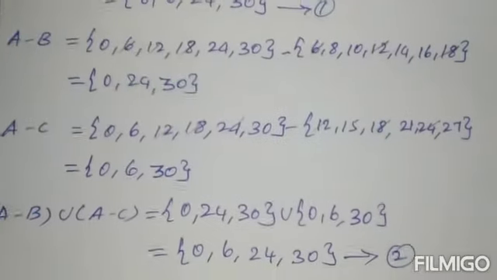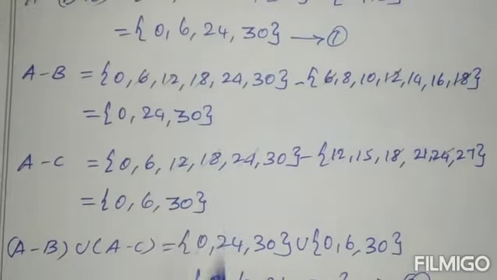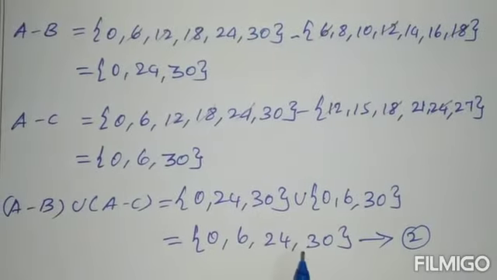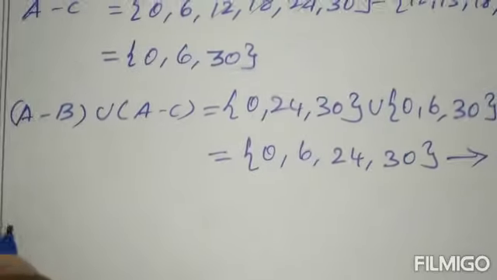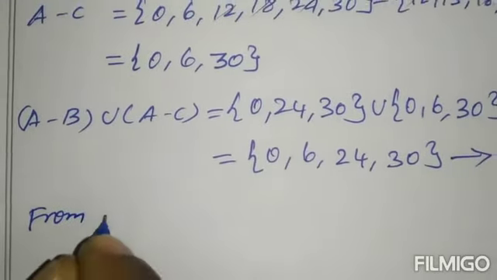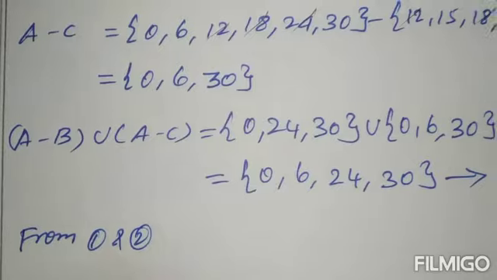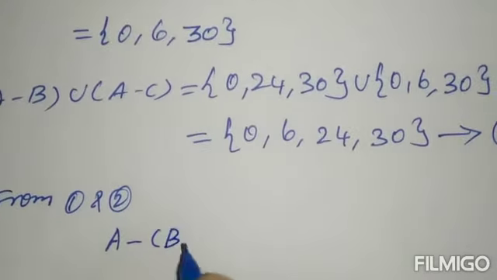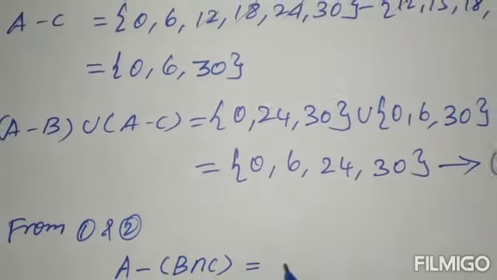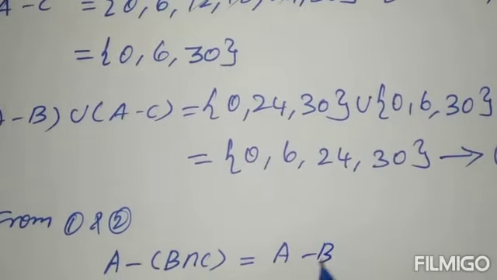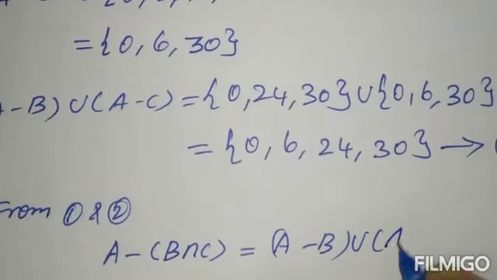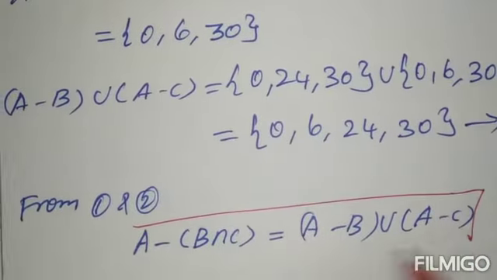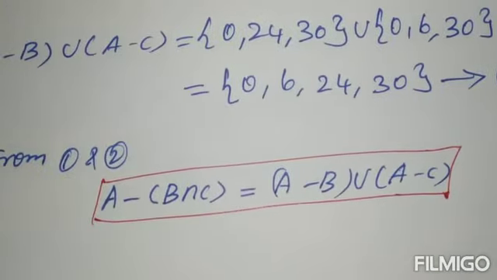So now observe the equation 1 and 2. So equation 1 2 பார்த்தீங்கன்னா ரெண்டுமே ஈக்குவலா இருக்கும். 0, 6, 24, 30, 0, 6, 24, 30. So from equation 1 and 2, A difference of B intersection C is equal to A difference B union A difference C. So ரெண்டும் ஈக்குவலா இருக்கு. So therefore hence verified.